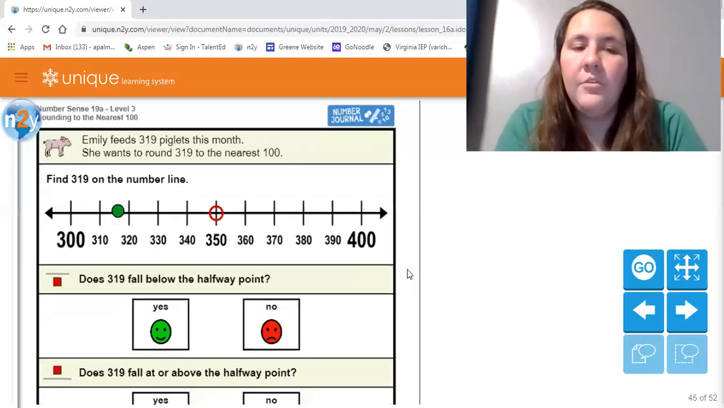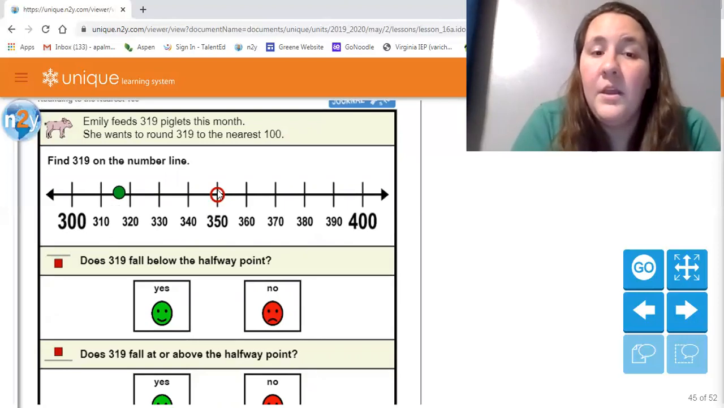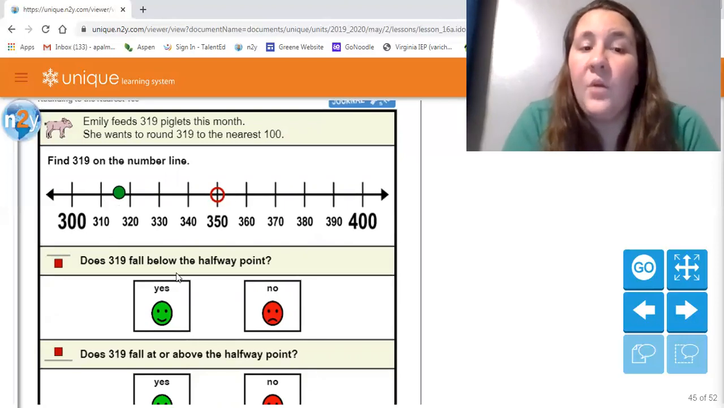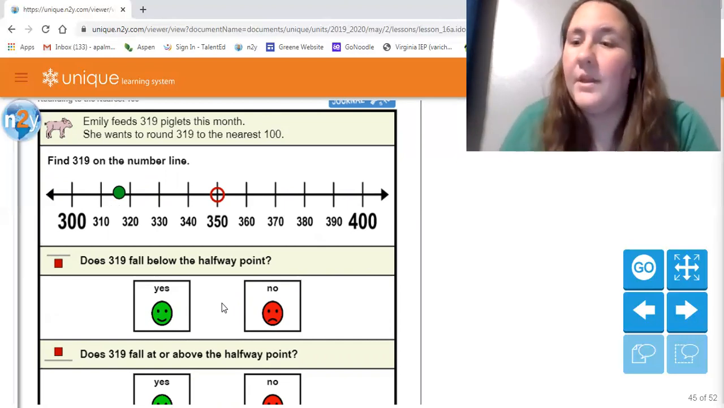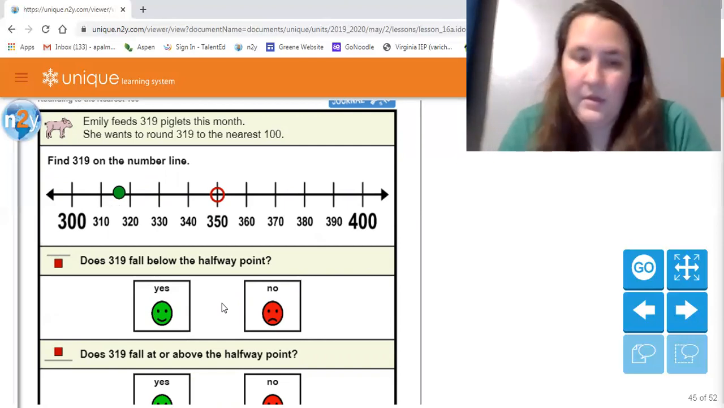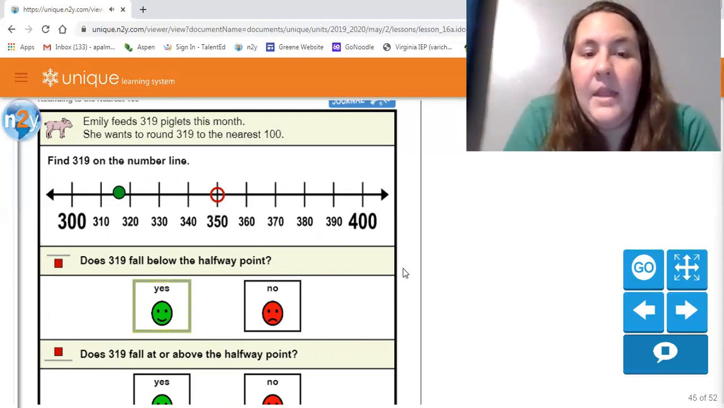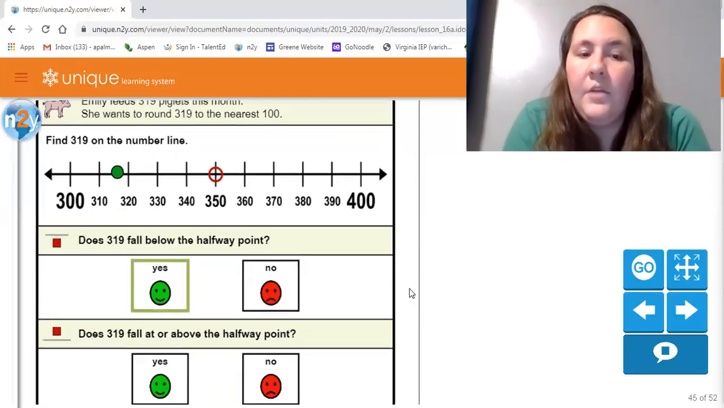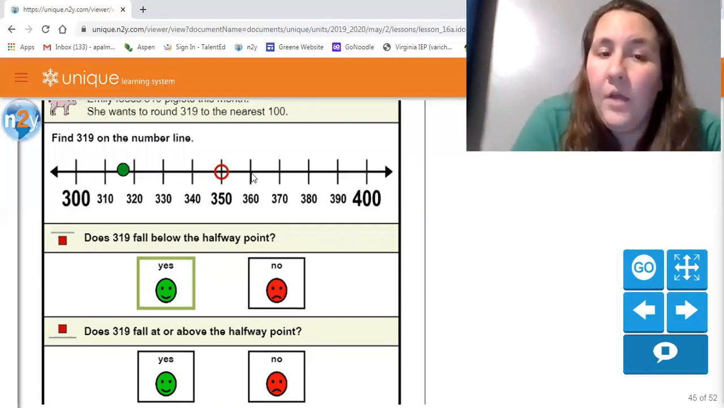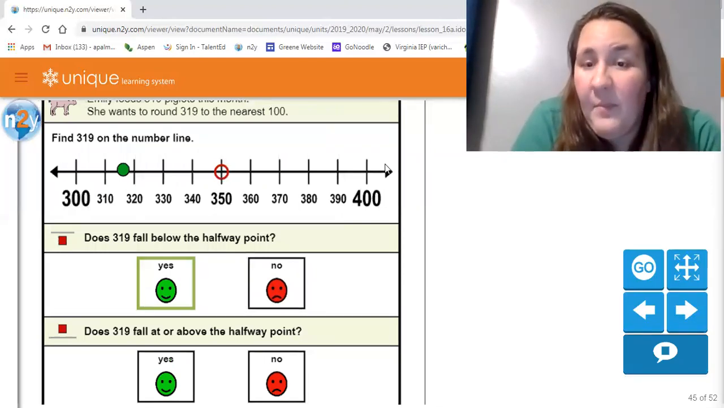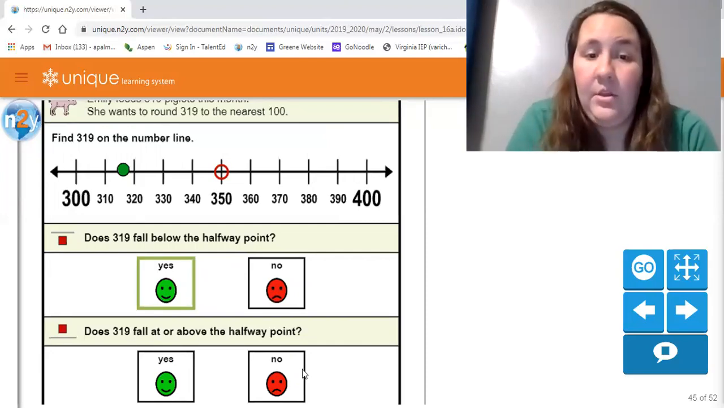So does 319 fall below the halfway point? Remember, that's if it's before this red circle in the middle. So is it before, yes or no? Touch the picture for the answer. Is it before, yes or no? Beautiful. Yes. And the next question is, does 319 fall at or above? So is it on this red dot or over on this side past it? And if it's before it, then it can't be past it, right? So our answer is no.